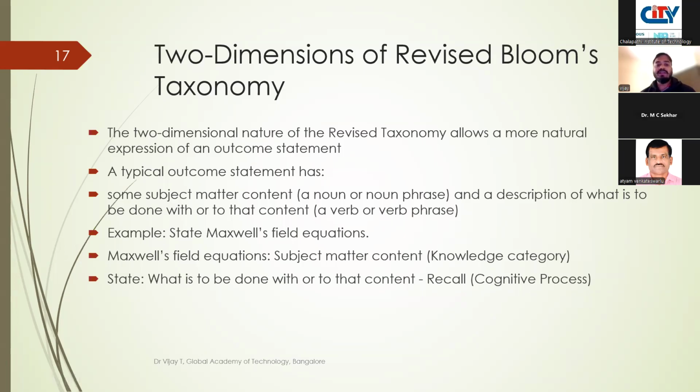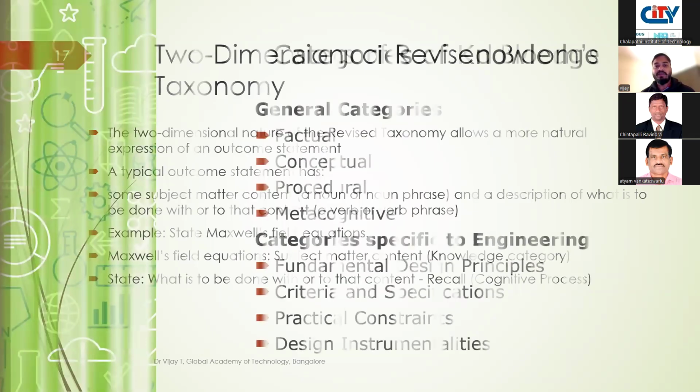State Maxwell's field equation. This is one general simple question with respect to engineering physics in first year. Maxwell's field equation is a noun, and it is the knowledge. So what has to be done with Maxwell's field equation? It has to be stated. State is a verb phrase where I analyze how a student is going to know that knowledge: by stating, or by deriving, or by applying. You can use any other verbs. So Bloom's taxonomy is measured in two dimensions: the verb phrase and the noun phrase.